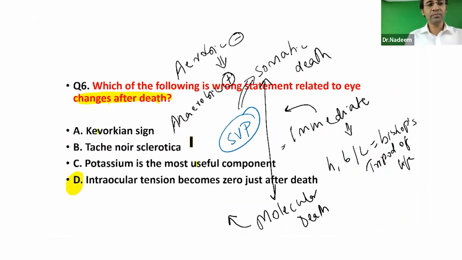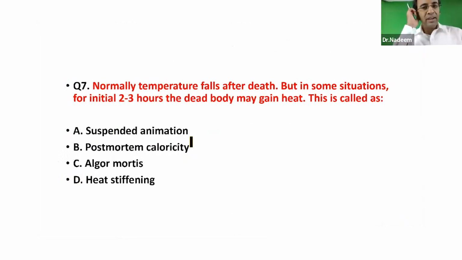Next question. Normally temperature falls after death, but in some situation for initial 2 to 3 hours, the dead body may gain heat. See what is happening here after the death. After the death, heat regulating center will be shut down. There will be shutdown of heat regulating system. So there will be loss of temperature, loss of body core temperature.